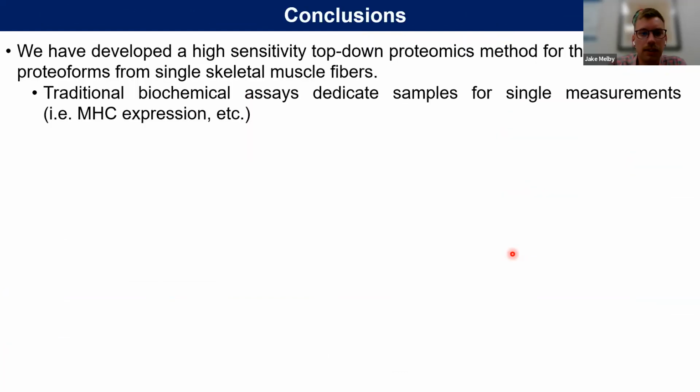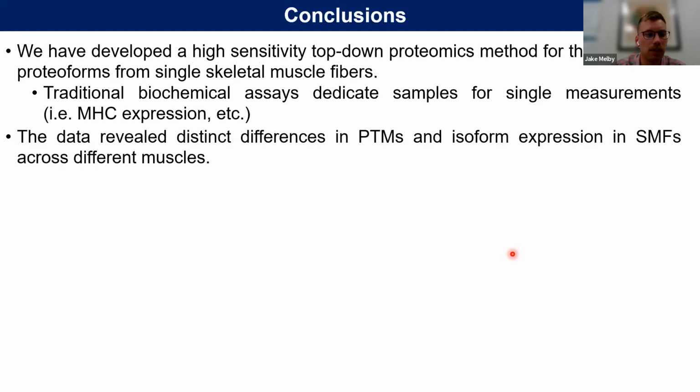So in conclusion, we developed a high sensitivity top-down proteomics method for the analysis of proteoforms from single muscle fibers. Traditionally, biochemical assays will dedicate single fibers for single measurements. For example, you may have a group of fibers to run an SDS-PAGE gel. You may use a group of fibers to do a Western blot on a PTM of interest. But with this method, you're getting all of that information from the same run.